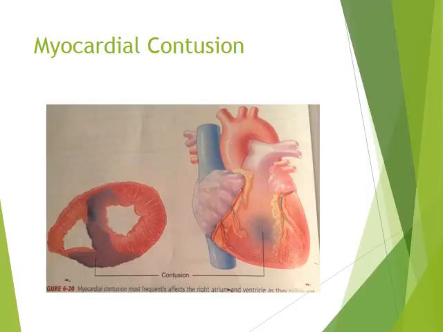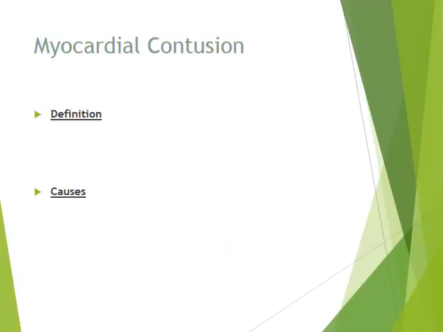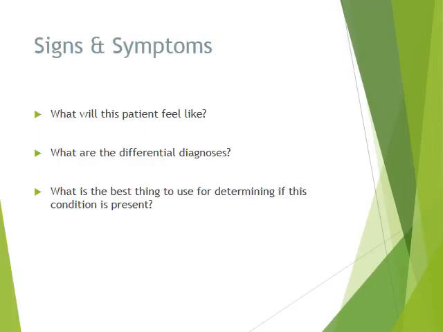Myocardial contusion, similar to a pulmonary contusion. Again, it's a bruise to the heart. There's your definition. Causes are typically an MVA, like a crushing injury to the steering wheel, or a fall. You see elderly patients that come in and they have fallen and they may damage their rib cage and then that causes a heart contusion. What will this patient feel like?